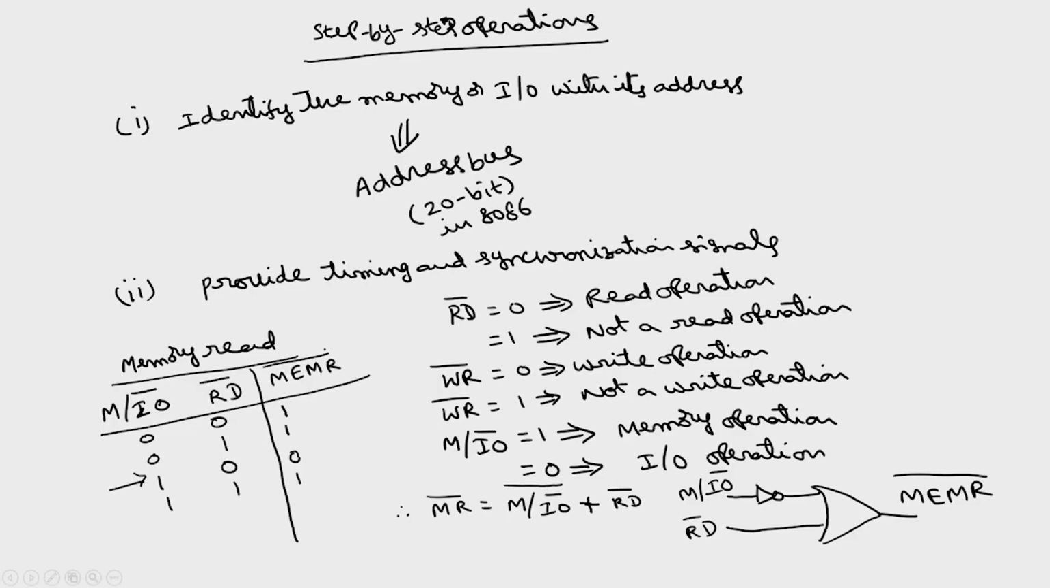Similarly, you can generate memory write bar. The difference is here in place of read bar you will be having write bar. So, a similar type of circuit will be there. Similarly, you can generate IO read bar, IO write bar. So, this is how we can perform all the 4 operations. First you are identifying the memory or IO with the address, then you are providing timing and control signals, then the third operation will be to perform the data transfer.